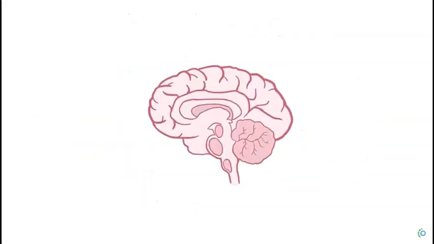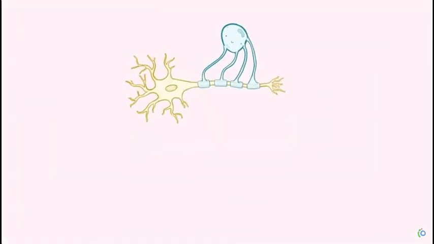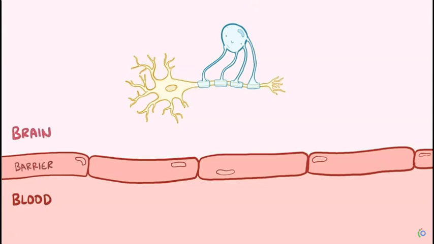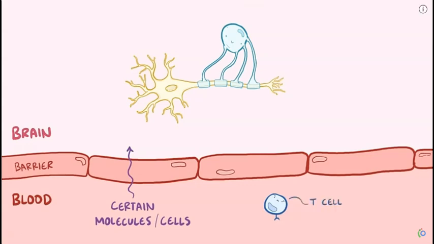Now, the brain, including the neurons in the brain, is protected from things in the blood by the blood-brain barrier, which only lets certain molecules and cells through from the blood. For immune cells like T and B cells, that means they have to have the right ligand or surface molecule to get through the blood-brain barrier. This is kind of like having a VIP pass to get into an exclusive club.